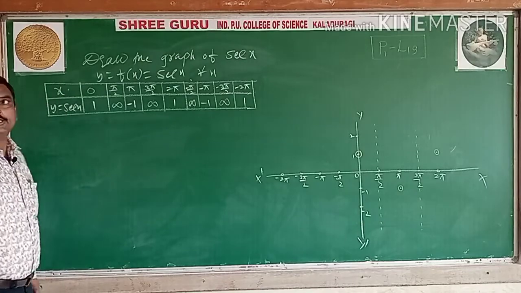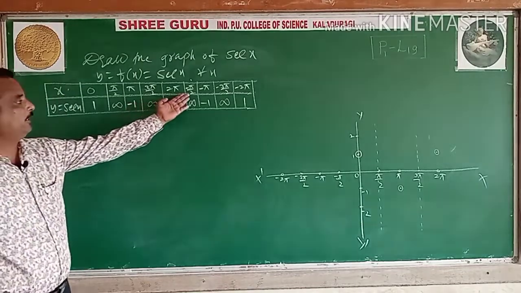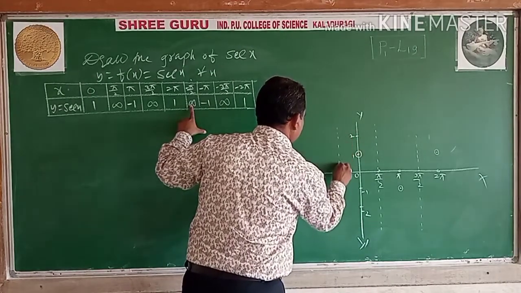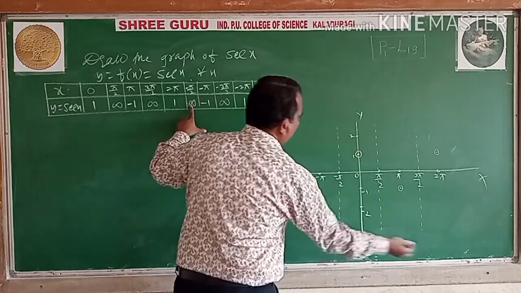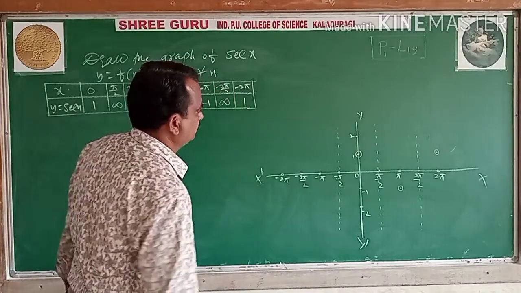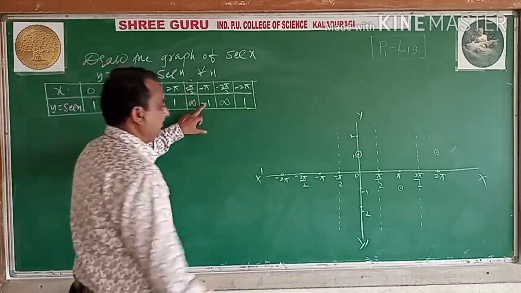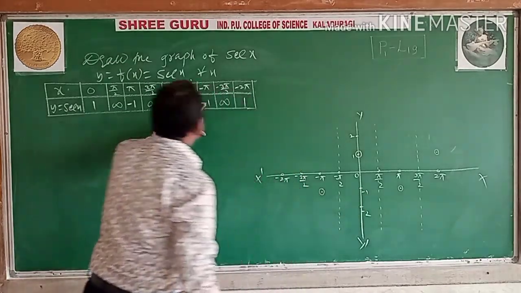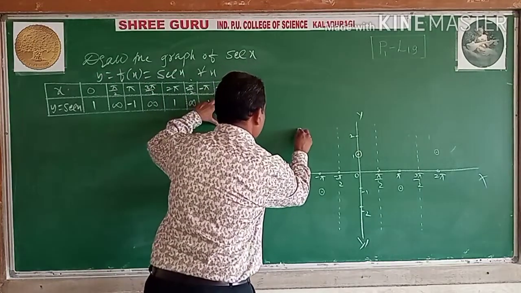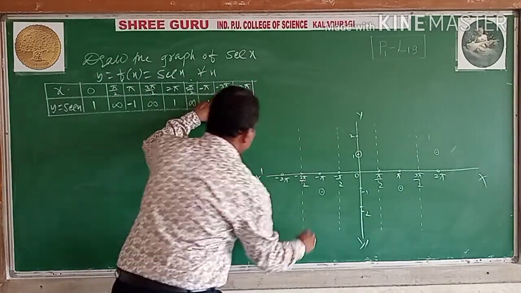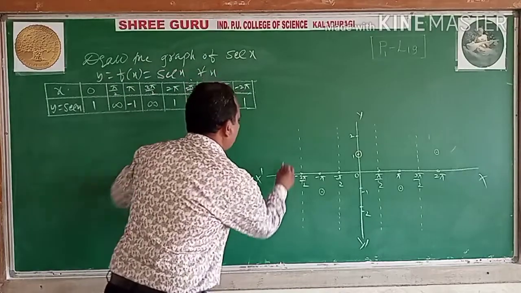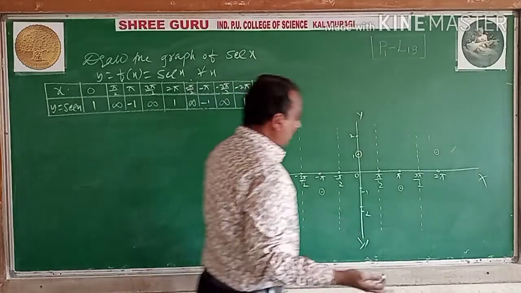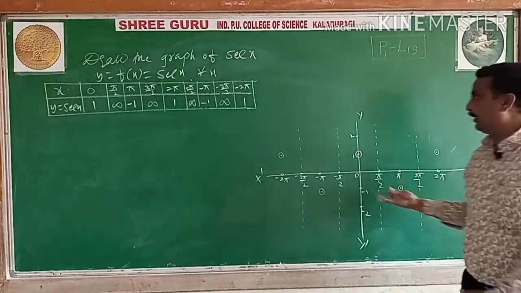Then let us take these negative values here. When minus pi by 2, infinity it is. You don't know where that line stops. When minus pi, minus 1 it is. When minus 3 pi by 2, infinity it is. When minus 2 pi, plus 1 it is. You have the infinity lines and the plus 1 and minus 1 here.